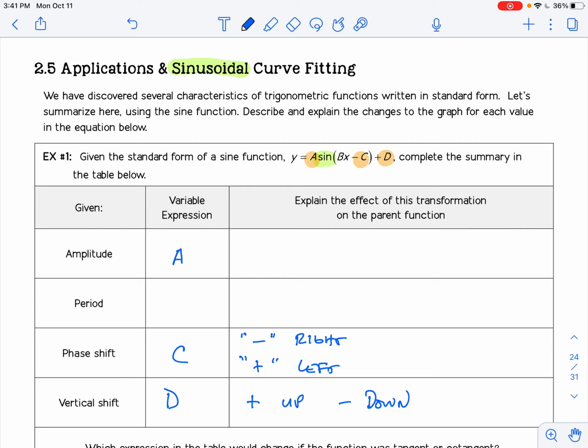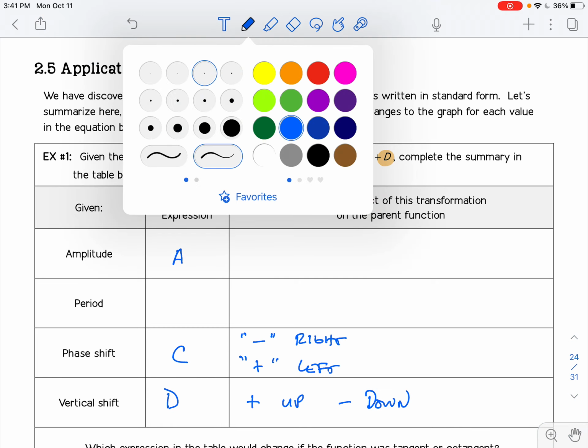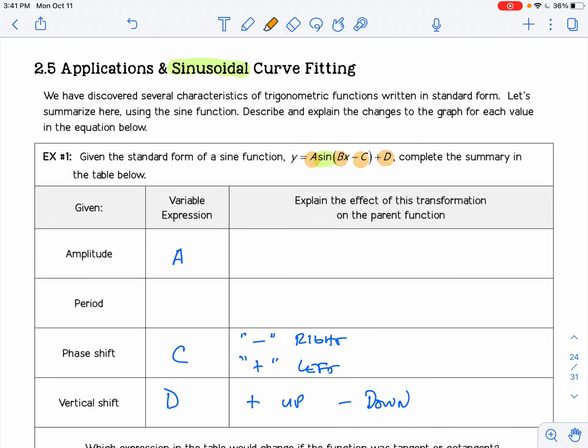Now, here's the part I need to go over with you, which is B. B affects the period. Now, it's really called the frequency. So B is really the frequency. And if you remember, the way we find the period is that the period is equal to 2 pi divided by B.